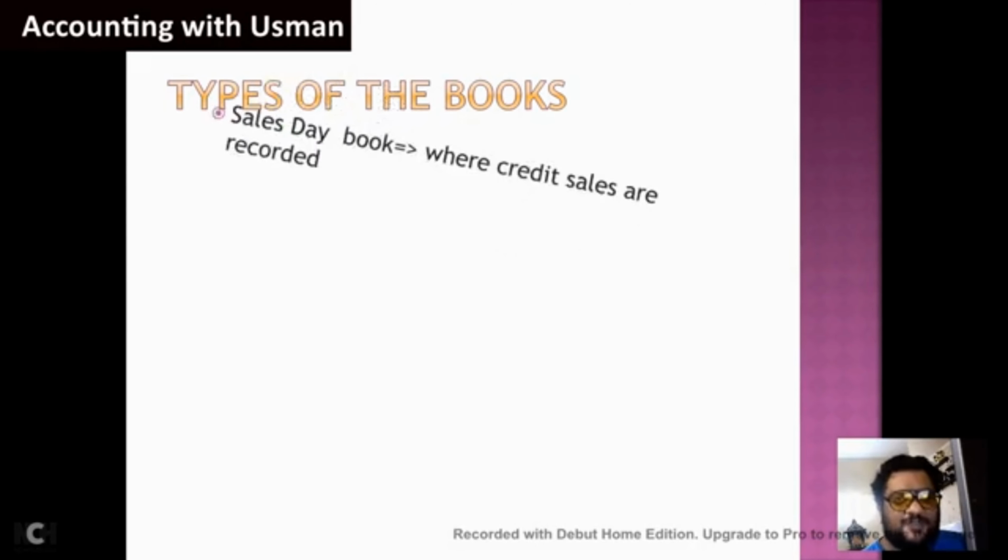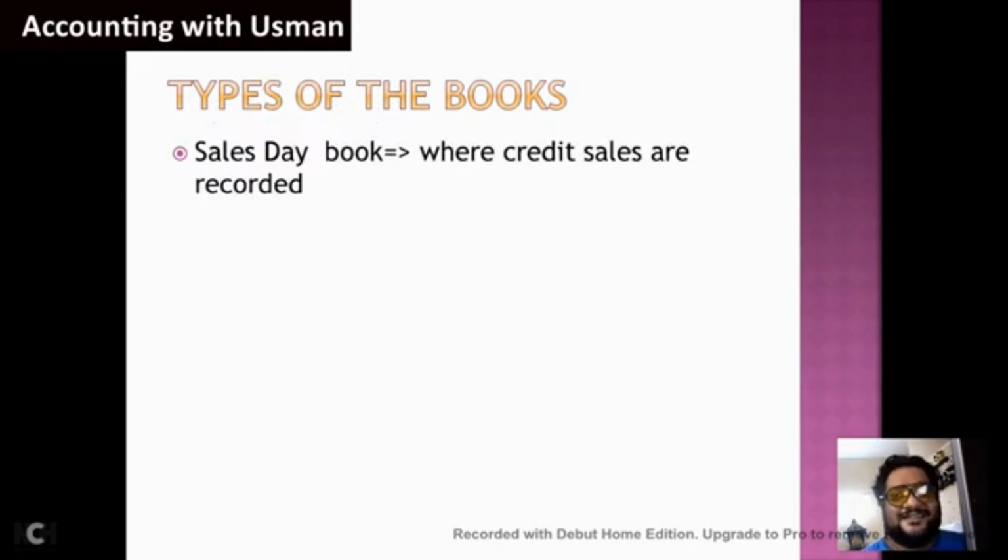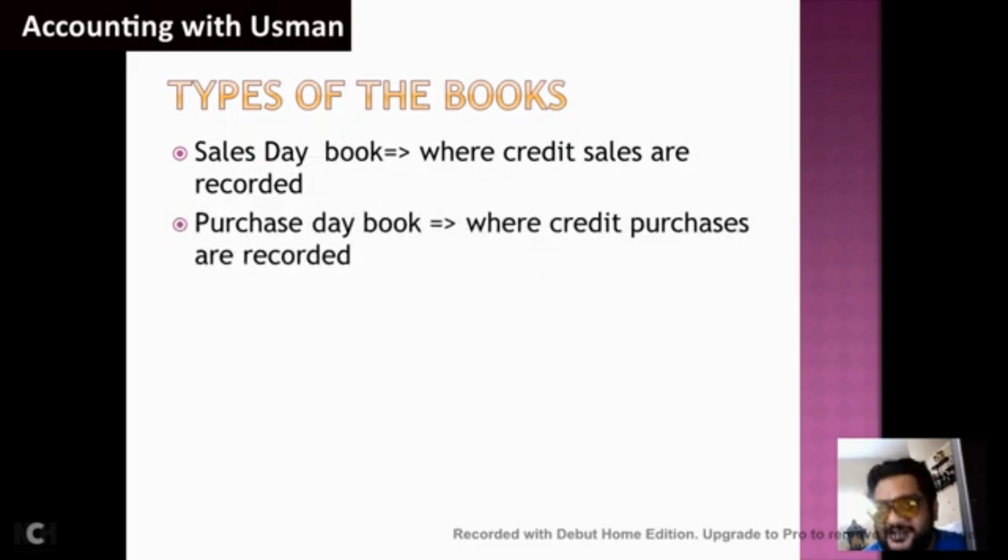Looking at the types, for each transaction we have a different category of book. The first book we have is the sales day book, where all the credit sales are recorded. By credit sales we mean that you have sold something and you have not received the money yet. So you're going to record all those sales for which the money is not received yet into the sales day book.